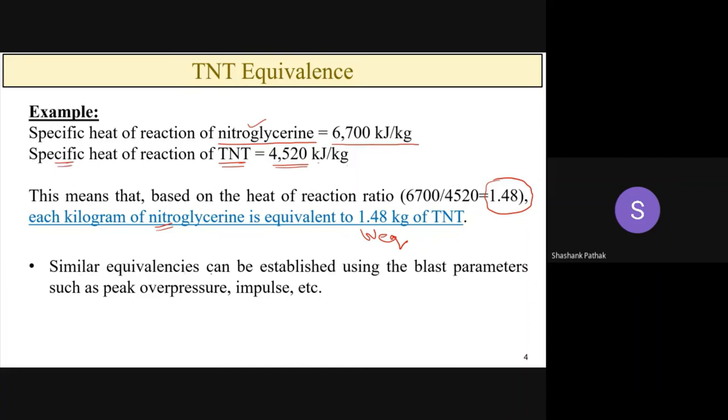Similar equivalencies can be established using the other blast parameters such as peak overpressure, impulse, etc. Generally in civil engineering, we are interested in overpressures, the blast pressures. That's why you will find equivalence based on this, or sometimes on impulse also. But there are different criteria. We are not going to go into that, but that can be developed and read in the research papers. Now, this is one kind of scaling, or equivalence.